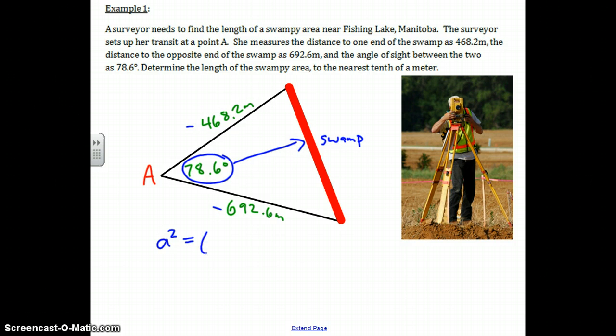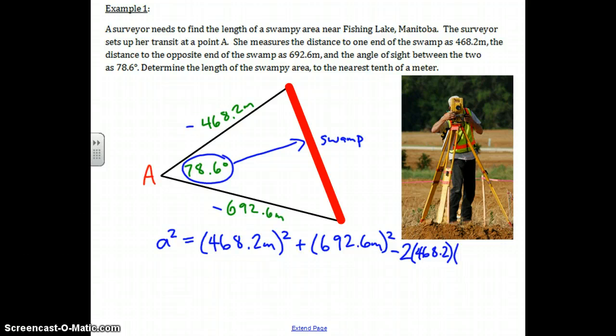So it doesn't matter the order of those, so 468.2 meters squared plus the other one, which is 692.6 meters squared. And so that's the first part of the formula, so that's A squared equals B squared plus C squared. Then it's minus 2, and then it's these two sides again. So 468.2. I'm kind of running out of space, so I'm going to drop the meters off of it. And 692.6, again, drop the meters. And then it's cos of that angle.